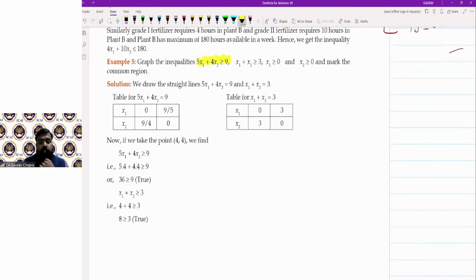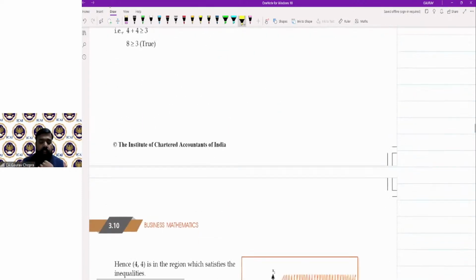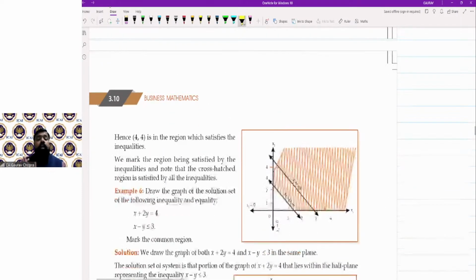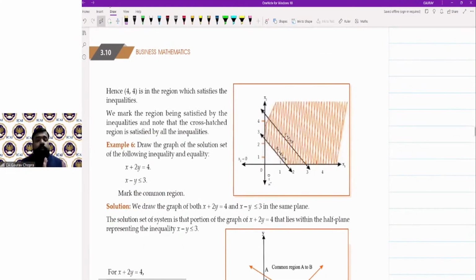Greater than equal to 9, greater than equal to 3, greater than 0, greater than, सब कुछ greater than है. That means the common area will be outside area. बाहर वाला जो area है, that will be the common area. Now स्टार्टिंग वाले सारे स्टेप्स वही है. लाइन हमें ड्रॉ कर देनी है. लाइन ड्रॉ करने के बाद का कौन सा स्टेप है, लेट्स डिस्कस दैट.